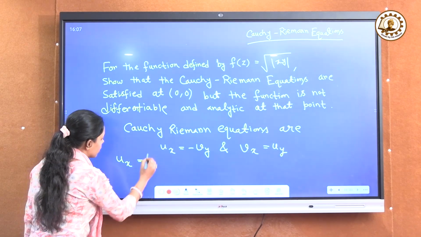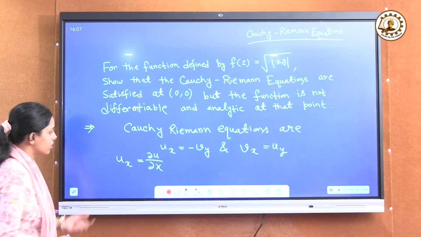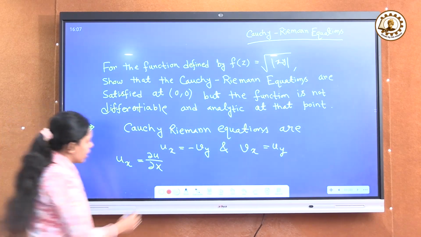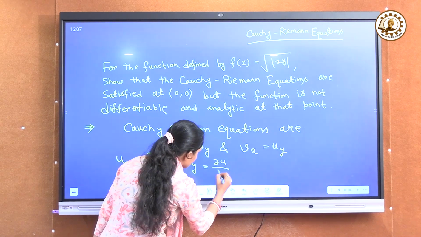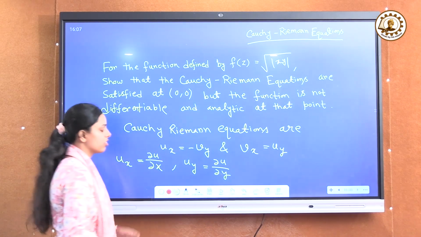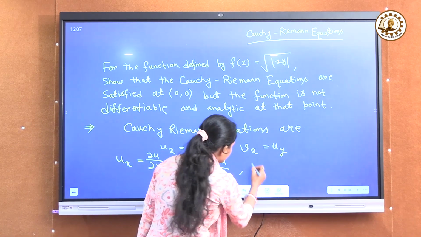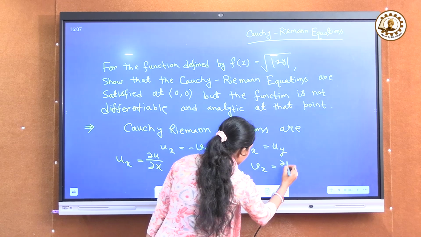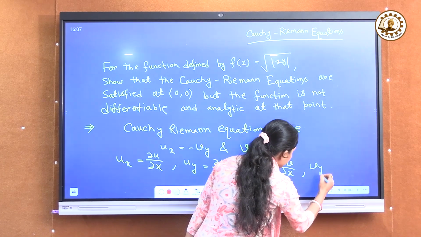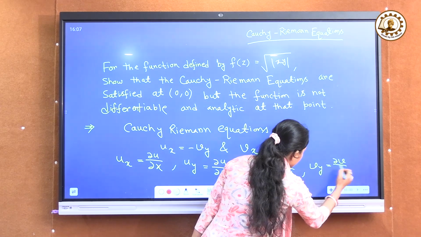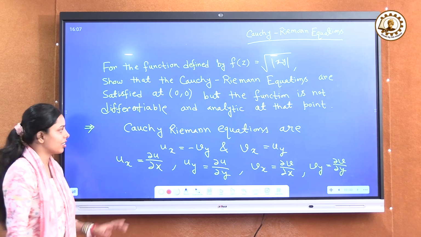ux is equal to del u by del x, that means this is differentiated with respect to x. uy is equal to del u by del y, this is differentiated with respect to y. Similarly, vx is equal to del v by del x, and last of all, vy is equal to del v by del y. These partial derivatives should exist here.